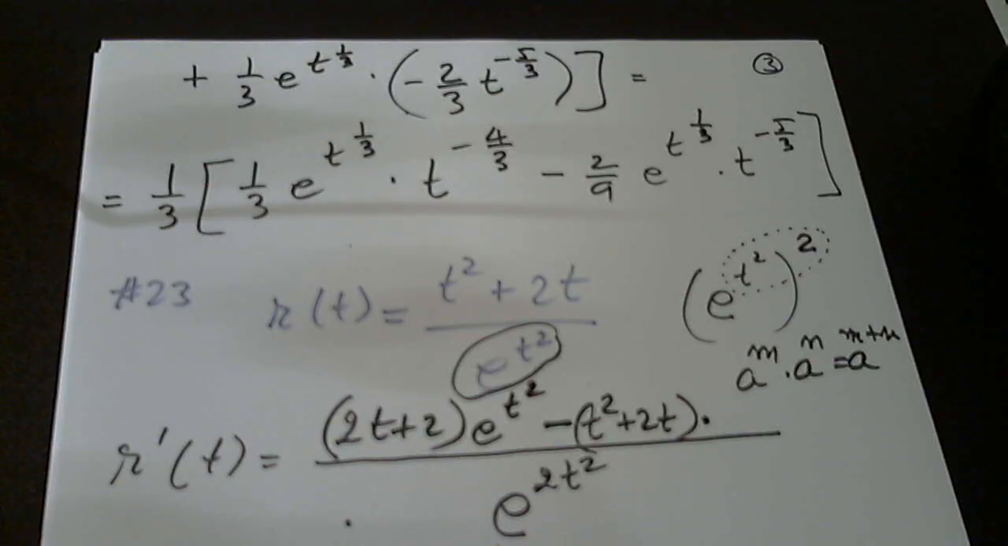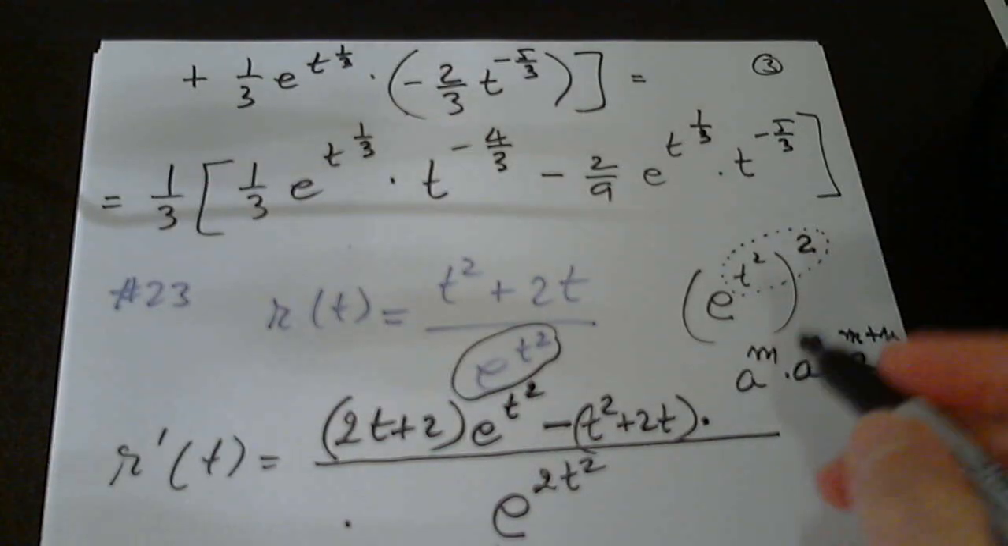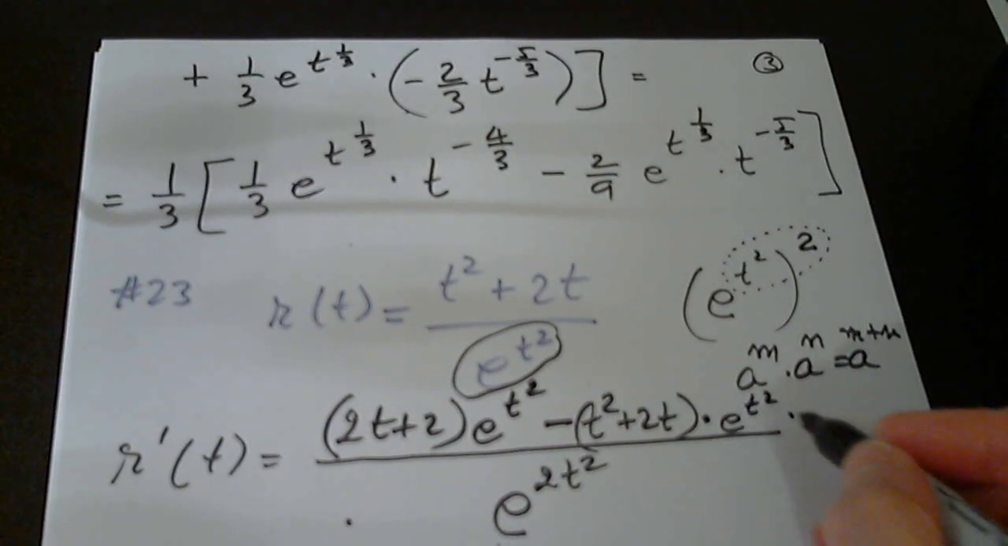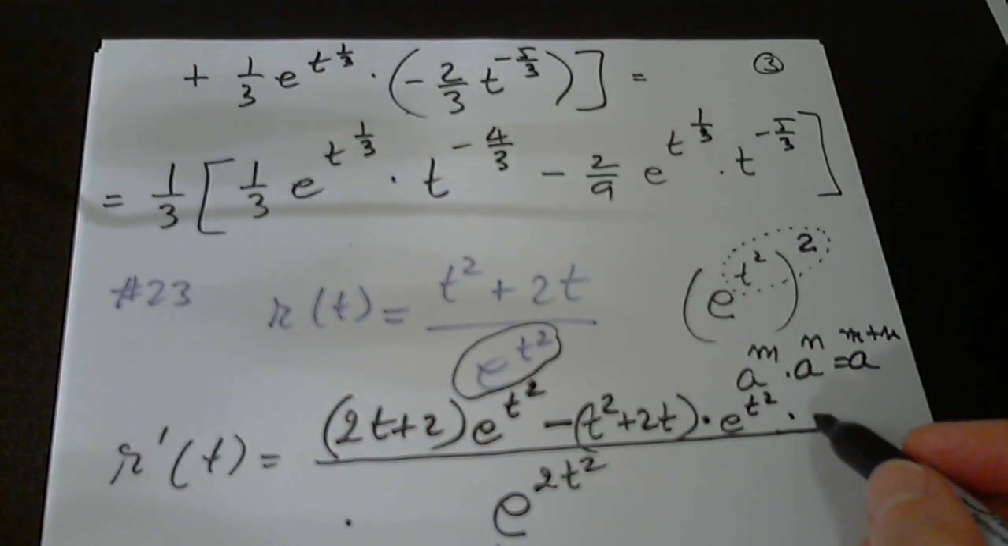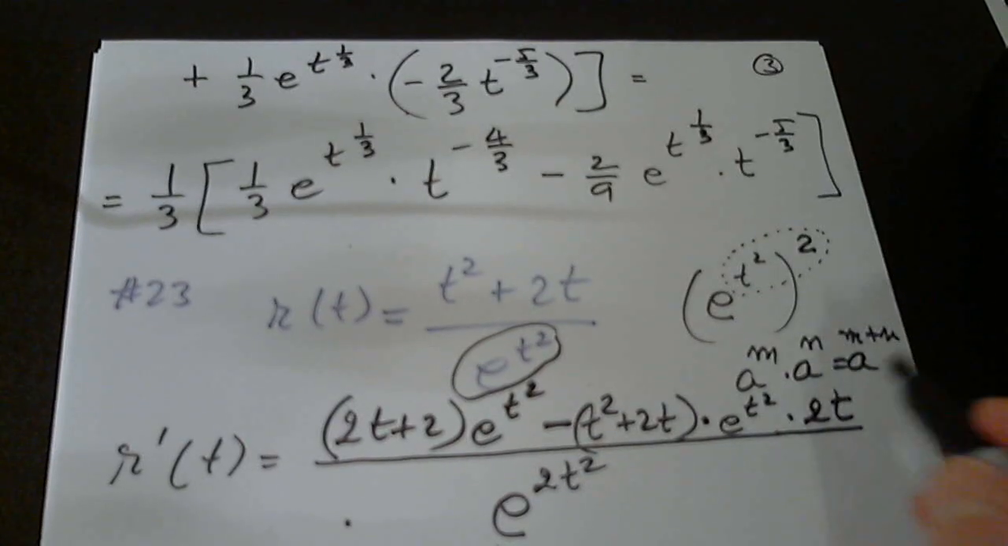E to t squared prime. What do we get? Please try. Anybody? E to t squared, yes. So e to t squared times the inner function prime, 2t. Indeed.